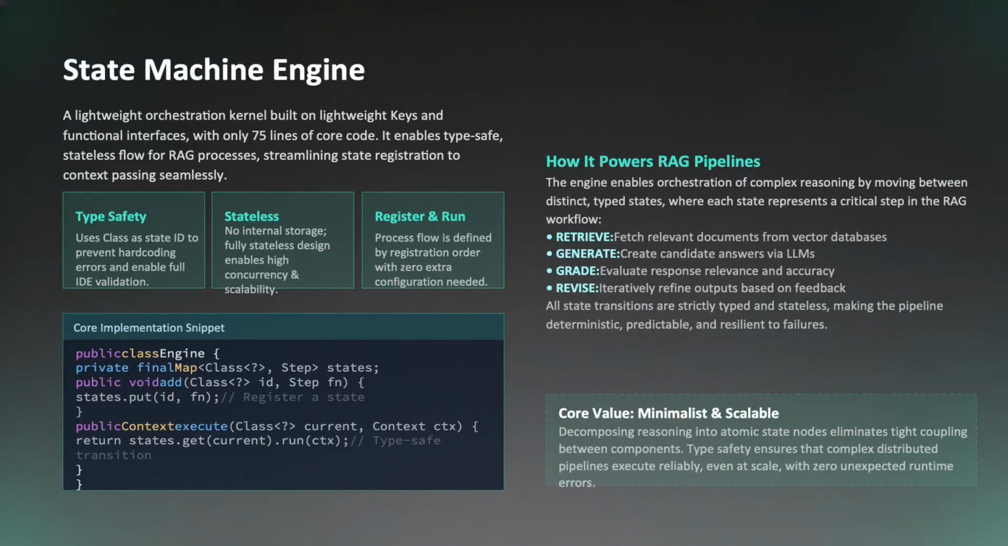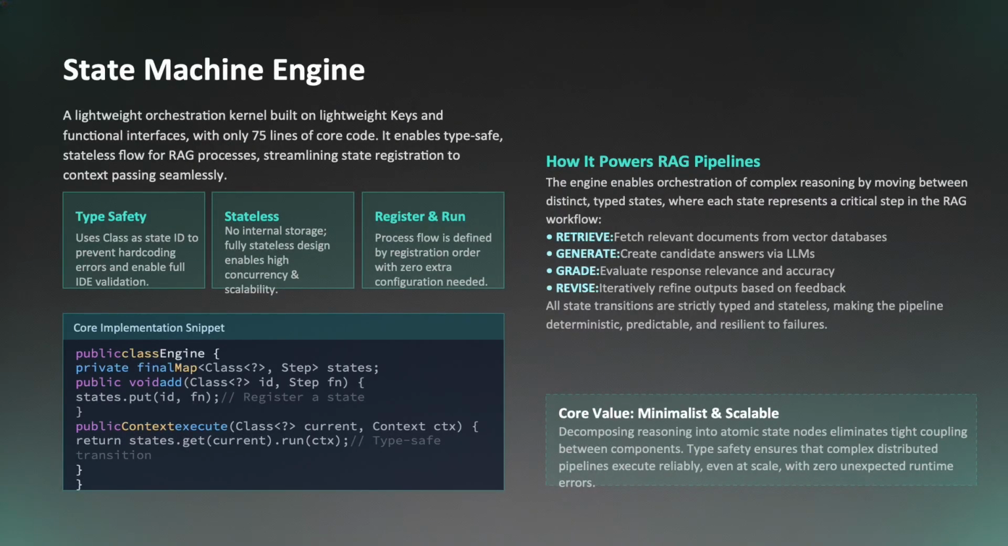First, full type safety. We use Java class objects as unique state identifiers. The IDE catches mismatched state logic at compile time, eliminating hard-coding runtime errors entirely. Second, fully stateless. No internal cache or storage within the engine. All intermediate data passes through a shared context map, making it naturally suitable for high concurrency and horizontal scaling. Third, register and run simplicity. The pipeline execution order is defined simply by the sequence you register each state, requiring zero extra configuration.